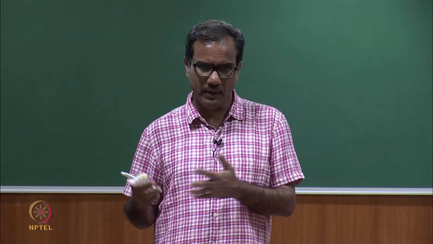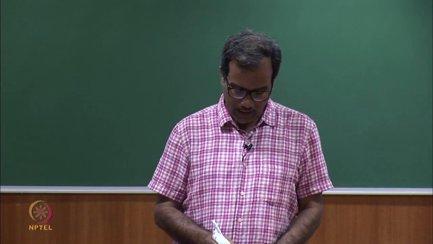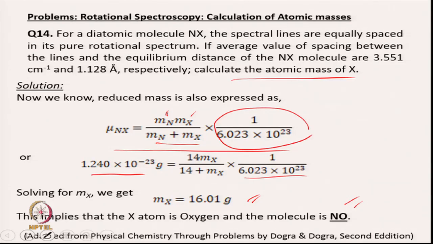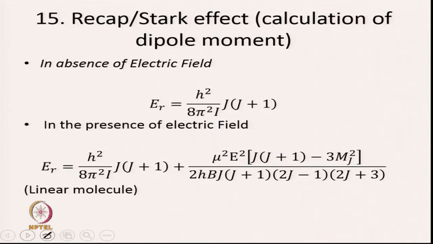If you know bond length, and once you know mu, then you can calculate the mass of the other atom, which is x here. And what we showed is that the mass of the unknown atom is 16 gram, and that tells you that the x atom is your oxygen atom. Now, the next question is calculation of dipole moment. I have not given a question, but I will show you one result from the literature on how to calculate the dipole moment of a molecule using rotational spectroscopy.